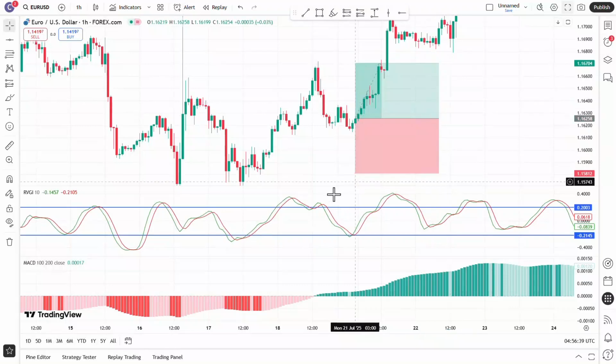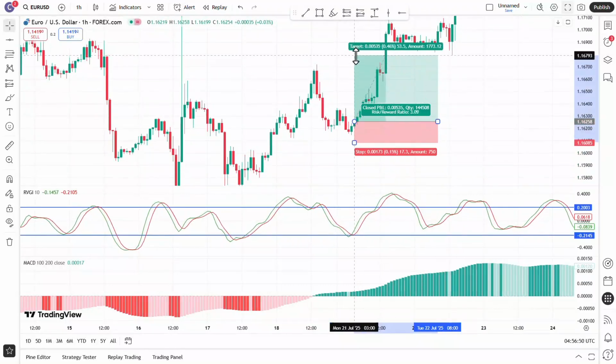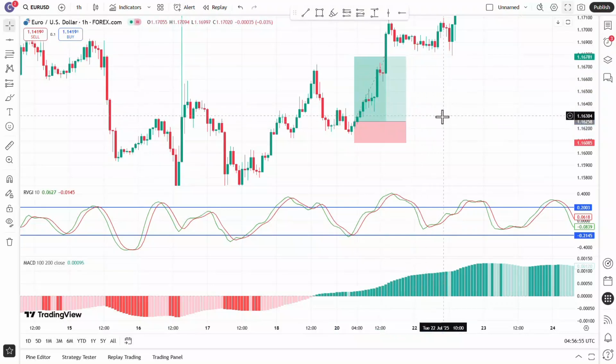Set your stop loss just below the previous low, and I personally use a 1 to 3 risk reward ratio. As you will see on the chart, price easily hits our target.